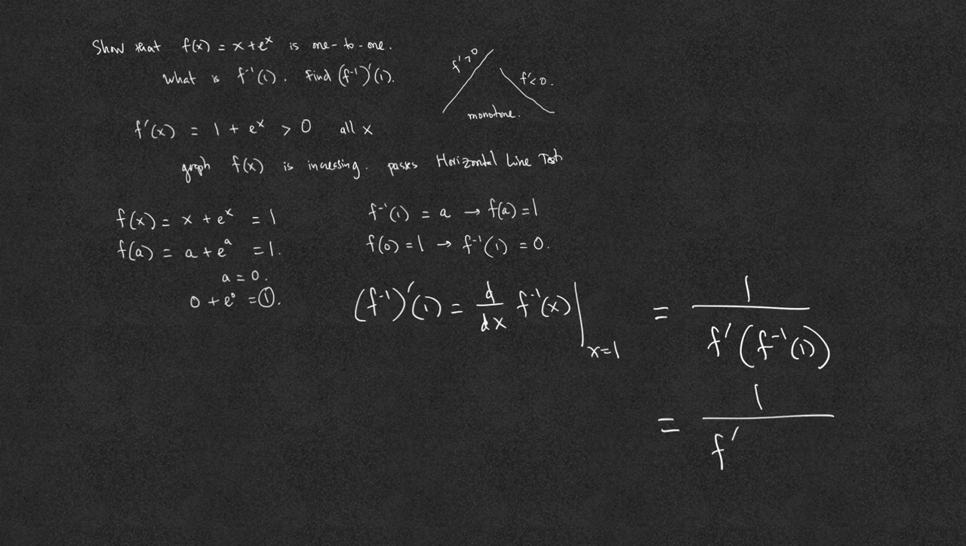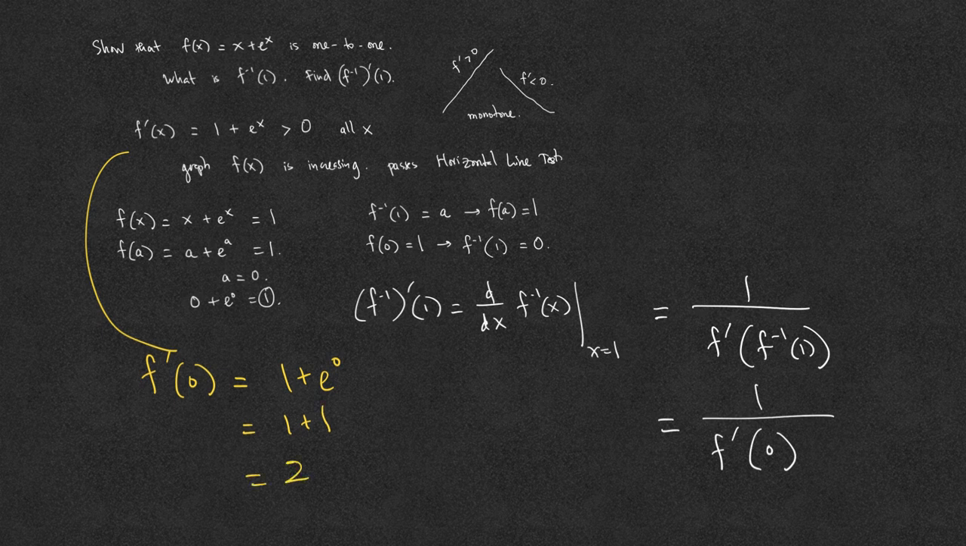F inverse of 1, we found that it is 0. And so we just need to find out what f prime of 0 is. F prime of 0 is 1 plus e to the 0, which is 1 plus 1. And so f prime of 0 is 2. The answer we're looking for is 1 over 2. This is the derivative of the inverse at x equals 1.